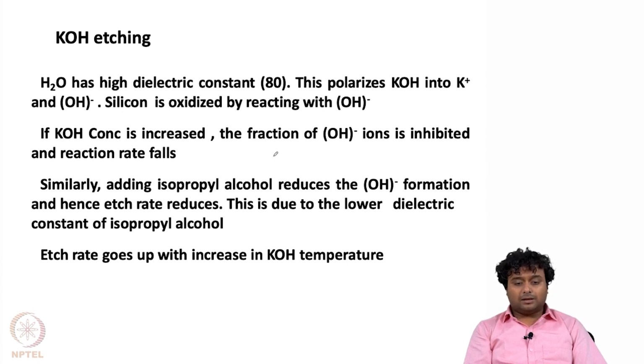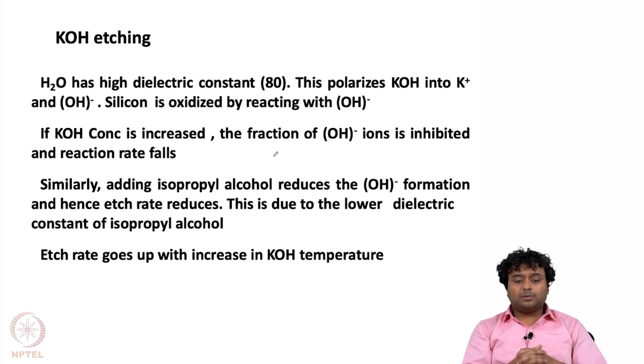Now we can add isopropyl alcohol, or IPA, which also reduces OH minus formation, and hence the etch rate reduces. This is due to the lower dielectric constant of the IPA. Another important point is that the etch rate goes up with increase in KOH temperature. So if we increase the temperature of the solution, then the etching rate also increases.